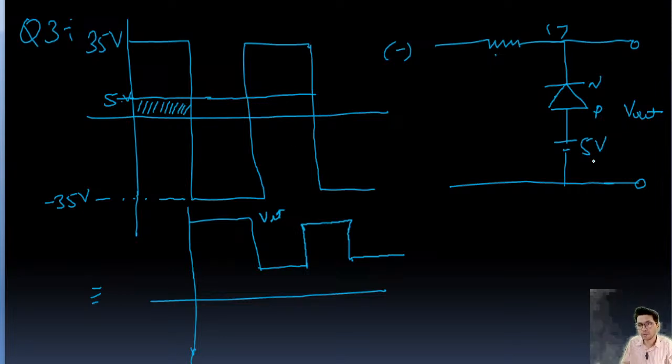This is also 5 volt, right? So this complete part will be clipped. Okay, so this part will remain. Because this is also plus 5, so the output is plus 5 or minus. Okay, so this is the answer. Next question, guys.